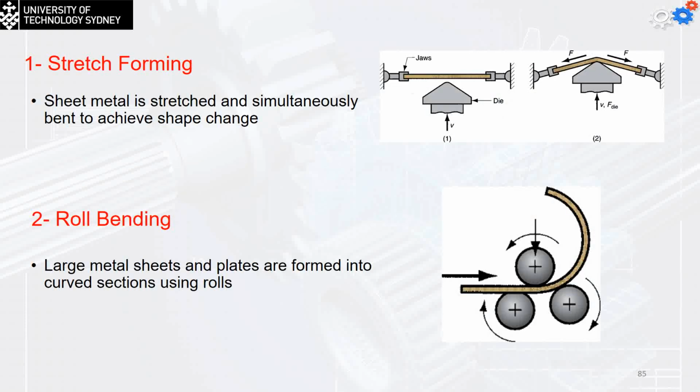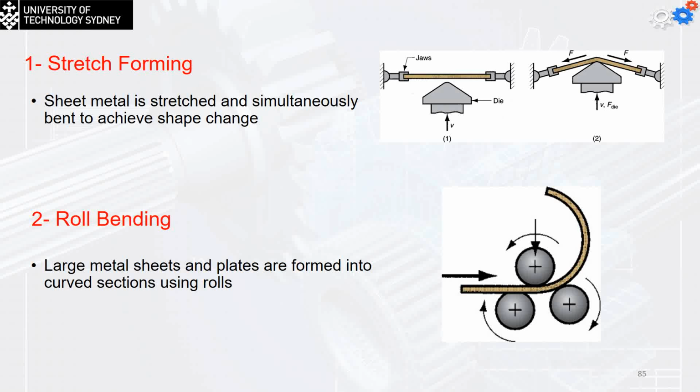The roll bending, where large metal sheets and plates are going to be formed into curved sections using rolls. So I have it as a plate or a sheet, and I would like to make it as a roll. Why do I have to make it as a roll shape? What do you think the end product will be? The metal barrels, right? I have to roll the sheet, then again seal the seam from the ends by welding.